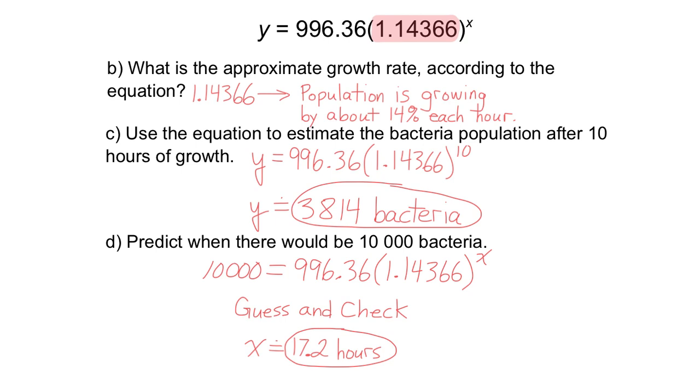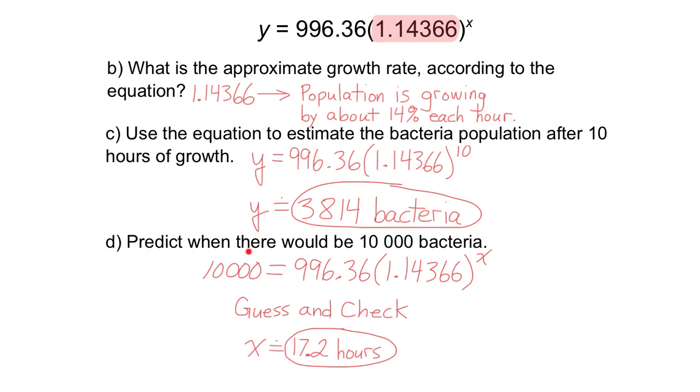I opted to round to the 1 decimal point. 17.2 hours approximately until you get 10,000 bacteria. 17 is too low, 18 is too high. It's somewhere in between 17 and 18, so then you just start adjusting the decimal place until you land on this. You can get more precise than my answer here if you want to try it, but this is called the method of guess and check.